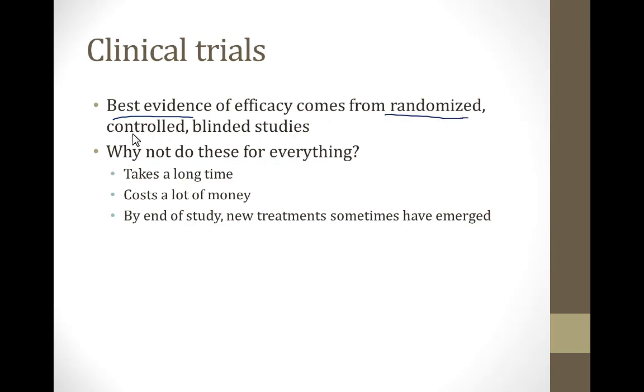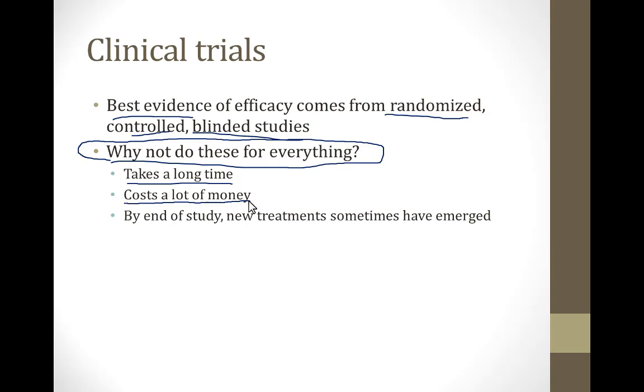You should know that the best evidence for the efficacy of drugs or radiation therapy or surgery comes from trials that are randomized, controlled, and blinded. So you might ask yourself, why not do these for everything? You're going to encounter many treatments in medicine that do not have randomized, controlled, blinded studies to support them. Why don't we do these for everything? Well, the first answer is because it takes a long time. You have to recruit patients and sometimes follow them for many years to see whether one group does better than another. All this costs a lot of money. So unless there's a pharmaceutical company behind it or a big grant from the government, it's hard to have enough funding to do a clinical trial on therapies.